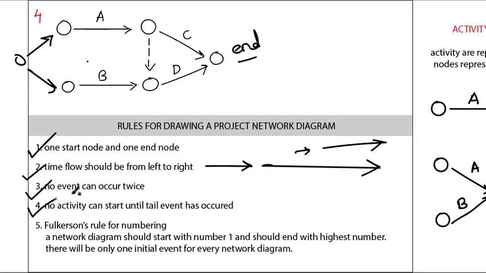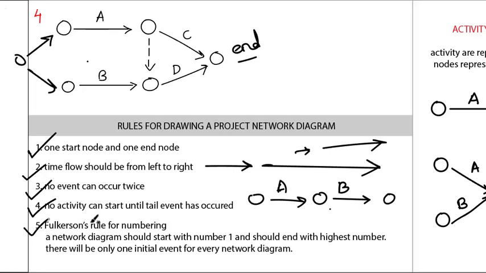The fourth point is no activity can start until its tail event has occurred. So for example like this, activity B can only start after the completion of A. So the tail is the start and the head is the end, right? So once activity A completes, then only B can start.